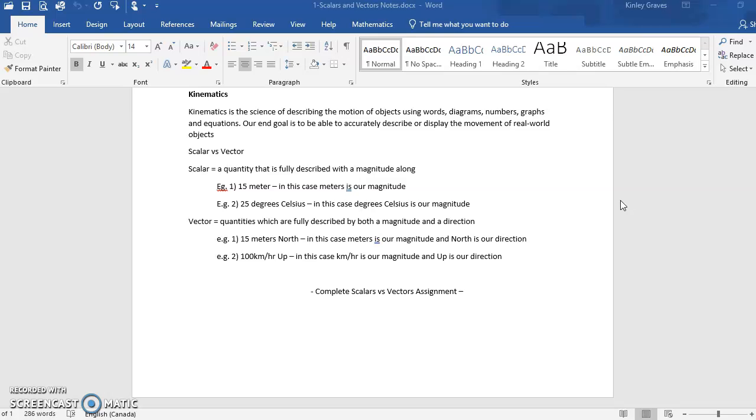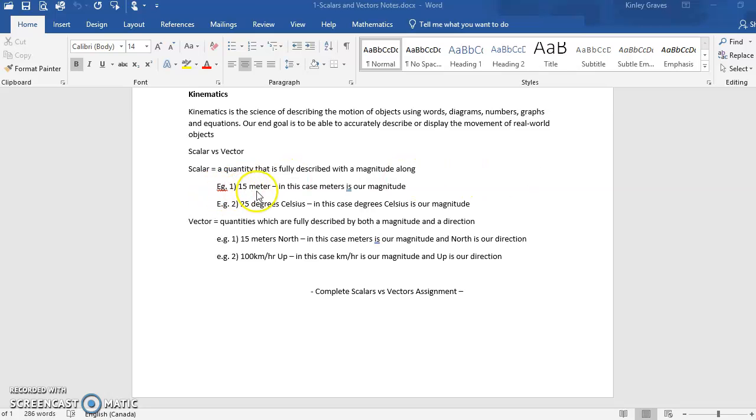We need to understand the terms scalar versus vector. So a scalar is a quantity that is fully described with a magnitude alone. Now this word magnitude is somewhat confusing. I always find that I'm like, what's a magnitude? It's just talking about some way of describing what the object is you're talking about. So like meters would be a magnitude, degrees would be a magnitude, different things like that. So it's just a word, the unit of measure that would go along with that object.